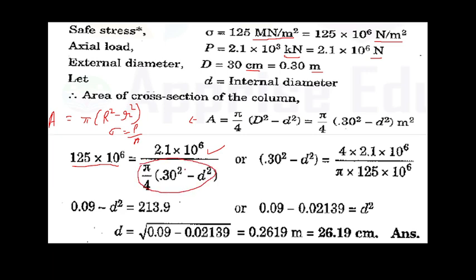Given no, we calculated it. So put all these values in the calculator, or you can divide 125 into 10 to the power 6 by 2.1 into 10 to the power 6 and equate it by pi by 4 into 0.30 square minus d square. So there is no need for this much fuss, do it if you like, otherwise this is the final value, 26.16 centimeter.